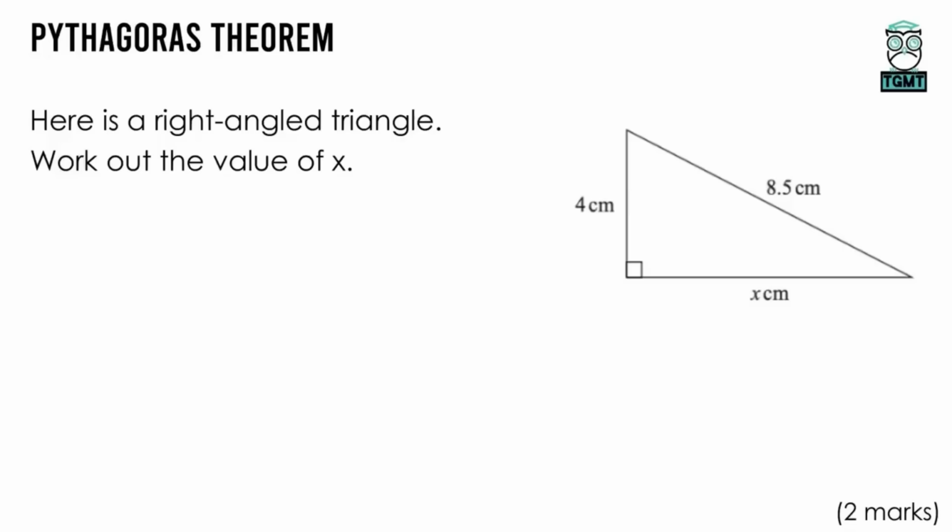With Pythagoras theorem, we have a formula that we need to know how to use. So Pythagoras theorem is a squared plus b squared is equal to c squared.